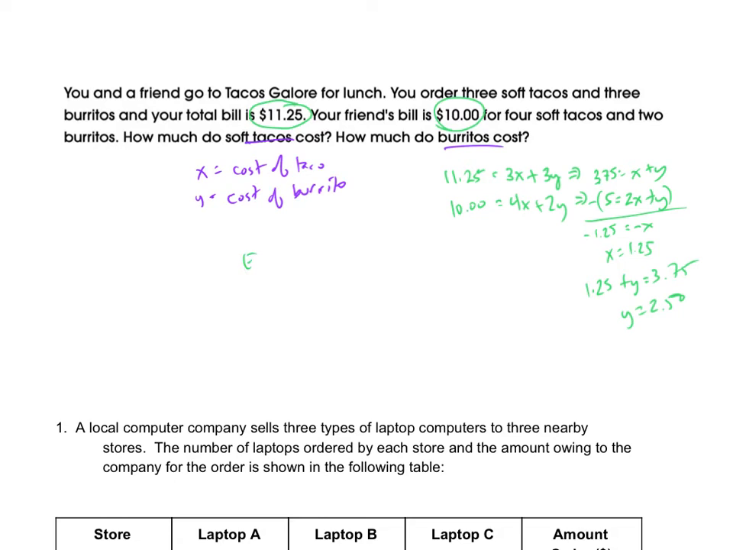So each taco costs $1.25. Each burrito costs $2.50.